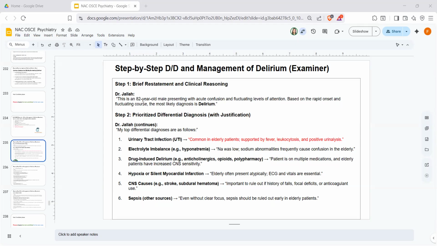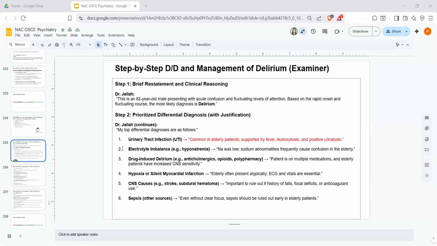Here it says 82-year-old male presenting with acute confusion and fluctuating levels of attention. Based on the rapid onset and fluctuating course, the most likely diagnosis is delirium. Once you give the most likely diagnosis, move on to your differentials. My top differentials for the causes of this patient's delirium are as follows. First, UTI or urinary tract infection, common in elderly patients, supported by presence of fever, elevated WBCs or leukocytosis, and positive urinalysis.